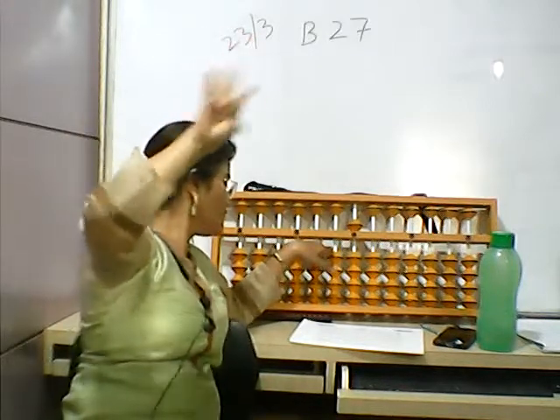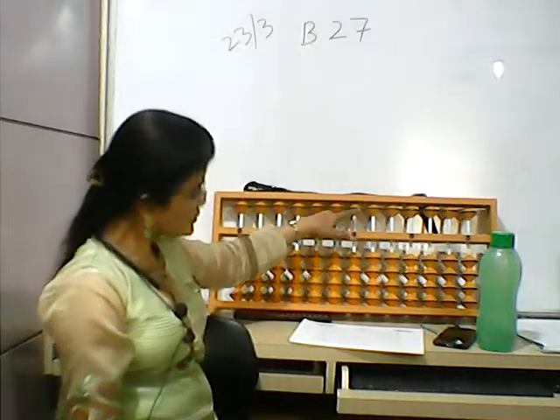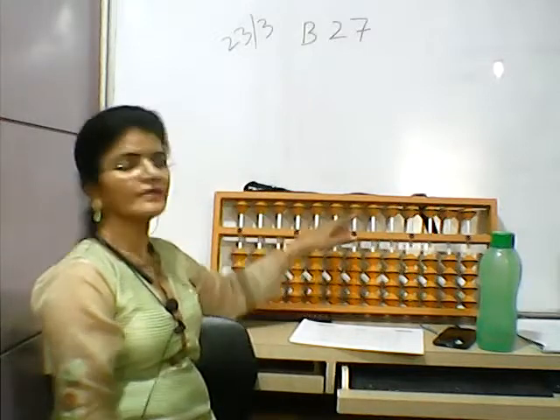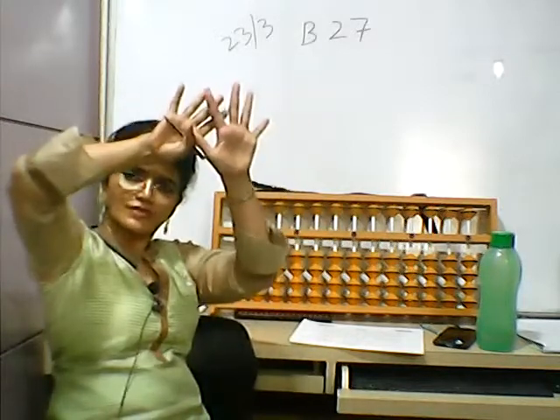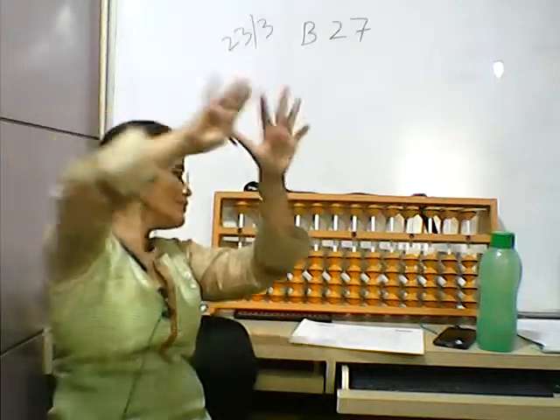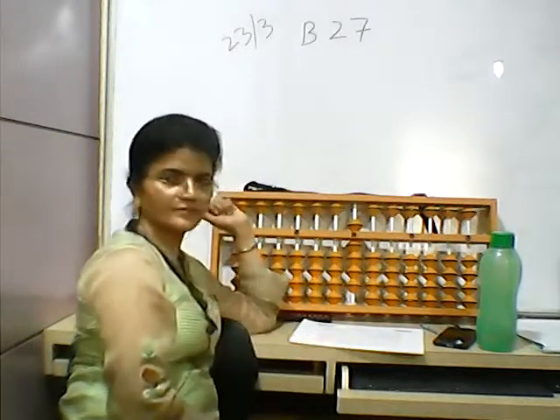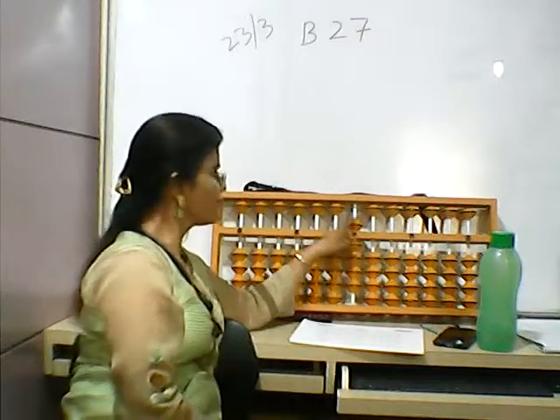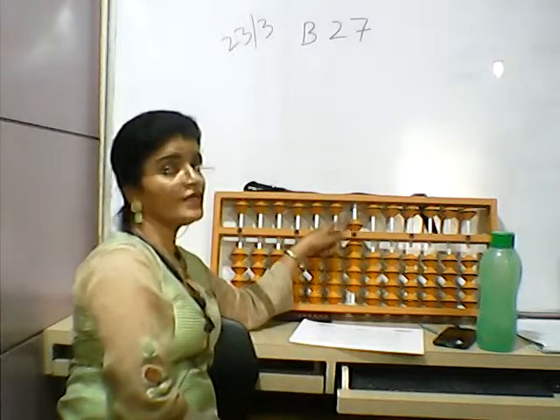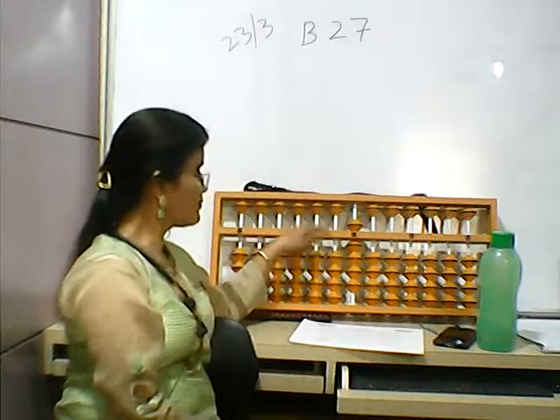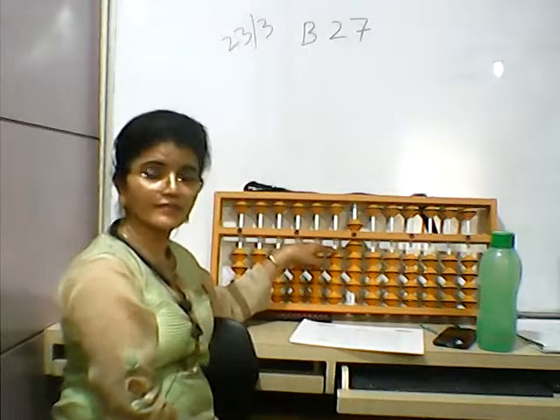Sum number 4. Short zoom. 9. 5 and 4, close action. 5 is already used. So we'll take the help of big friend 10.